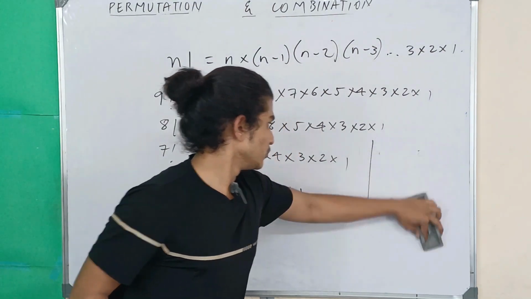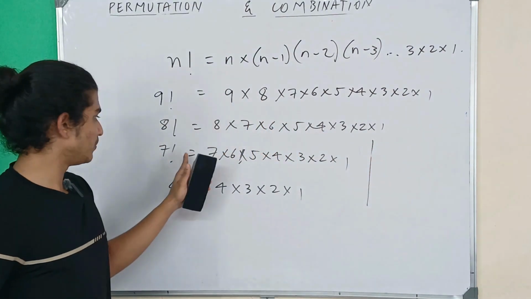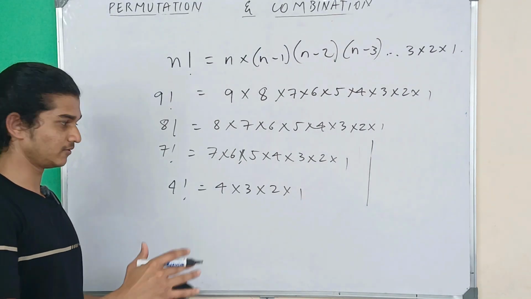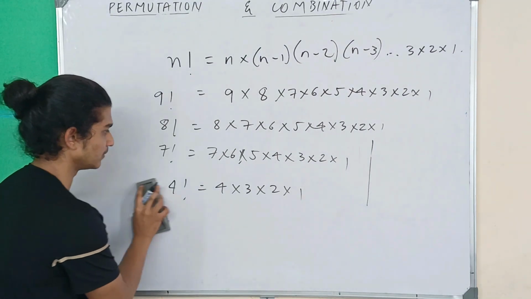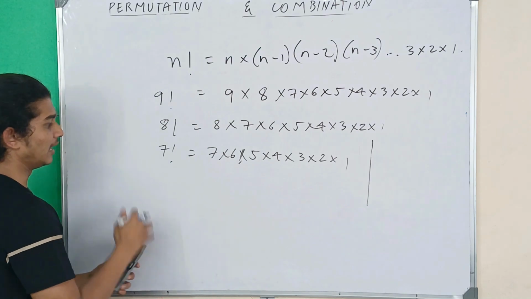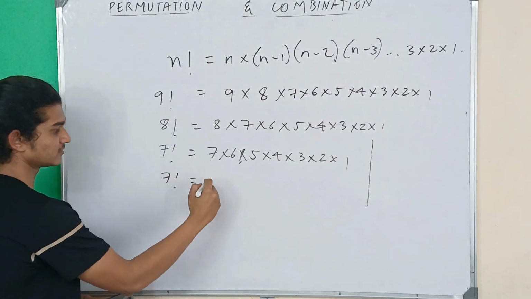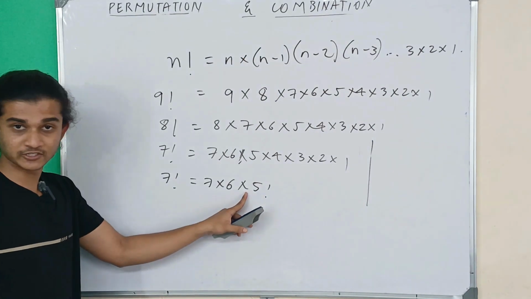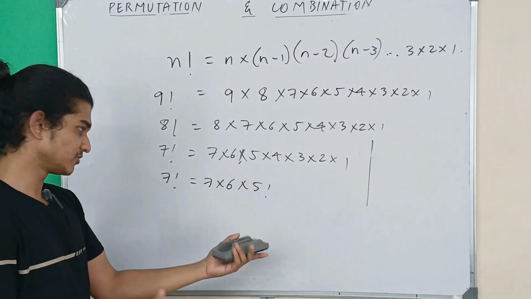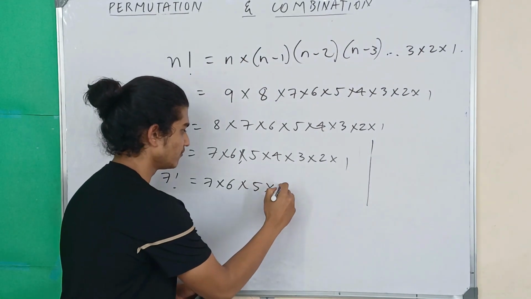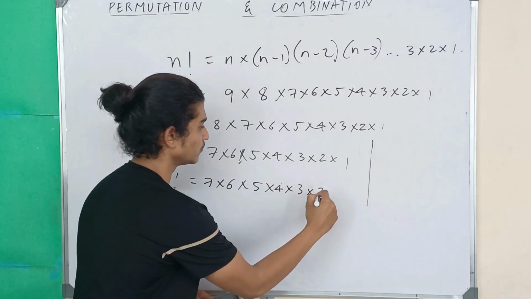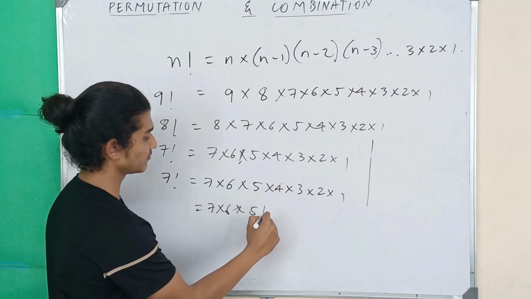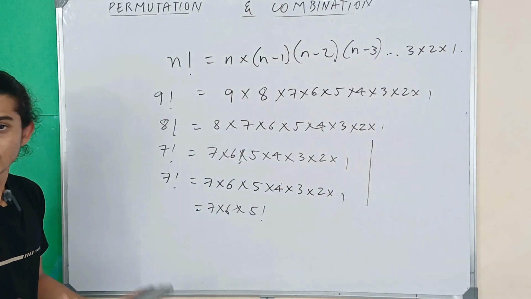And the next thing is, if you have bigger factorials like this, you can express them within other factorials. For example, you have 7 factorial here. I can write 7 factorial as 7 into 6 into 5 factorial, because what is 5 factorial? 5 factorial is basically 5 into 4 into 3 into 2 into 1. So instead of writing all those, I can write 5 factorial. Depending on the question, I have to manipulate in that way.